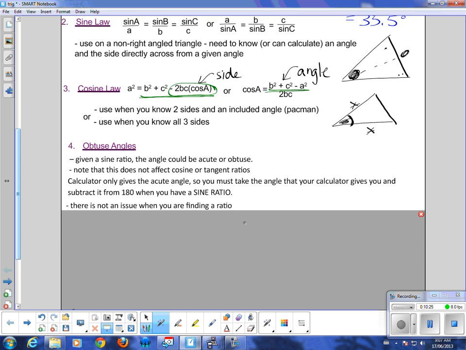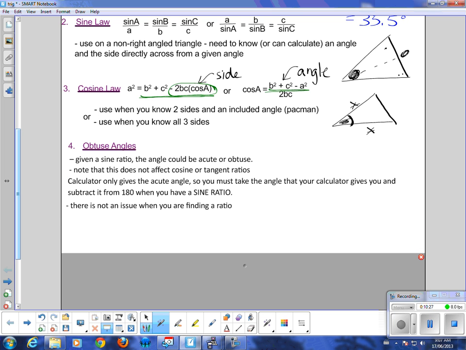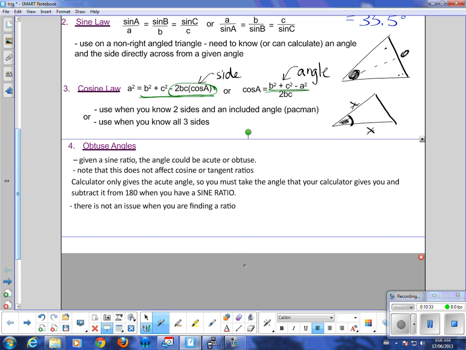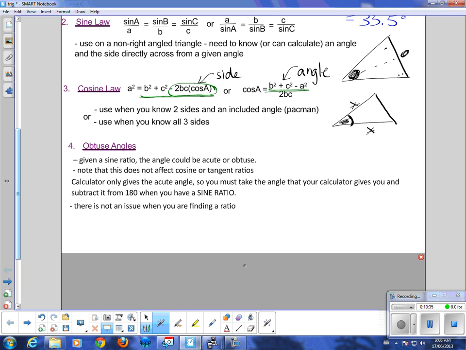The other thing that we looked at too was obtuse angles. Now, an obtuse angle, if we're given the sine ratio, the angle could be acute or obtuse. So the problem really happens with the sine. It does not affect cosine or tangent ratios. And the important thing here is your lovely calculator will only calculate the acute angle for a sine. So it means that you have to then do something different there.